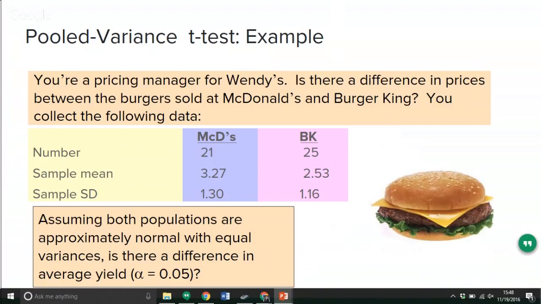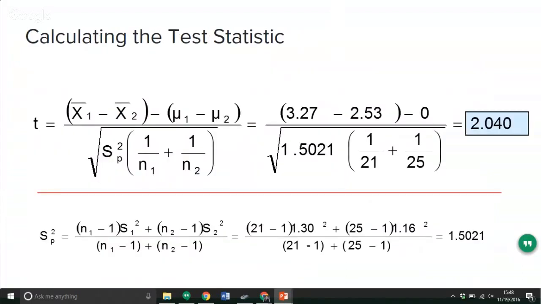So we need to be able to test statistically whether or not these are independent, right? You can't be a burger at McDonald's and a burger at Burger King. You're either one or the other. And Wendy's wants to know if there's a difference in prices, because if there's no difference, maybe Wendy's can figure out how to price itself differently, right? So it can use McDonald's and Burger King, whether or not they're significantly different, to come up with its own pricing strategy.